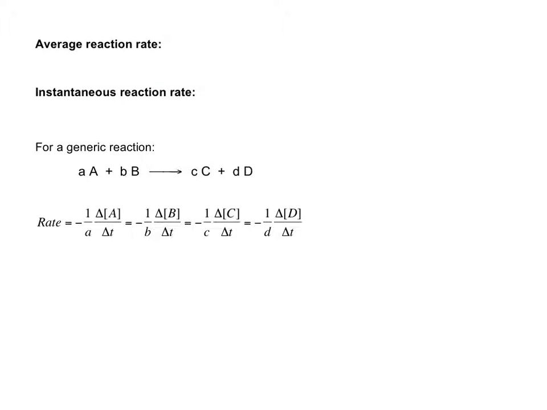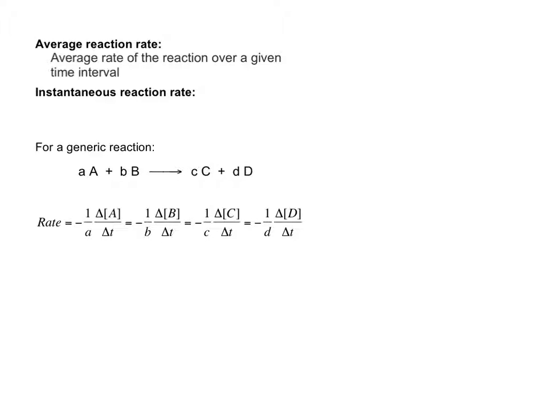Now there are 2 basic ways that we can report our reaction rate. We can do an average reaction rate, which is what was shown in the table before. So that's in the period of time between 0 seconds and 10 seconds, what was the rate of change? And so we average that rate over that time period. An instantaneous reaction rate is a little bit different.